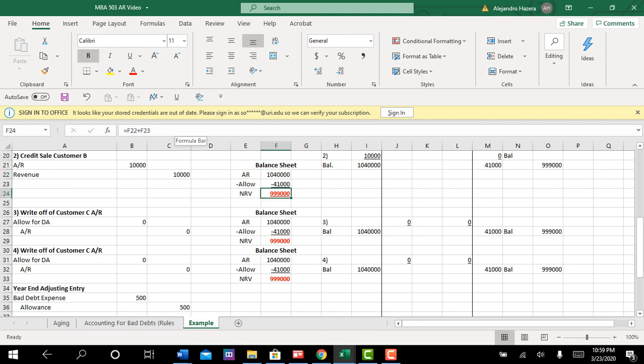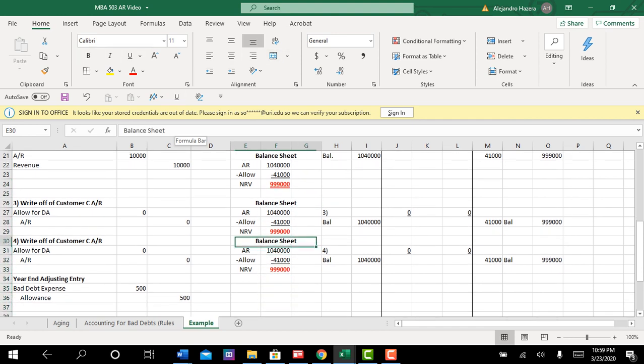Okay. Now, the rules for writing off customers. I'm going to assume two write-offs for customer C, just to get the point across. There are two rules. Let's do the entry, then I'll give you the two rules. Let's assume the first debt that customer C doesn't want to pay is equal to $5,000.